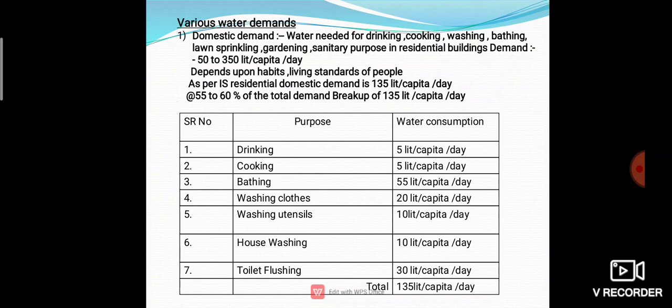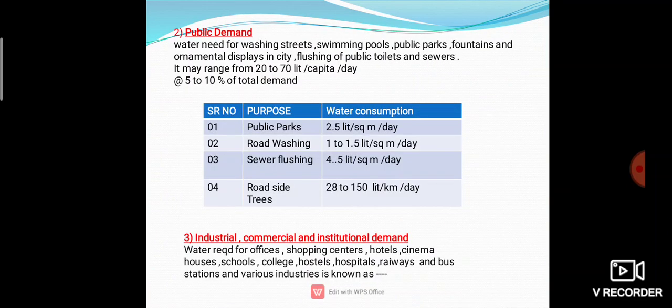Then miscellaneous uses are also part of domestic demand. That includes gardening and private vehicle washing, 5 to 10 liter per day per capita. So the sum is 135 liter per capita per day, according to IS.